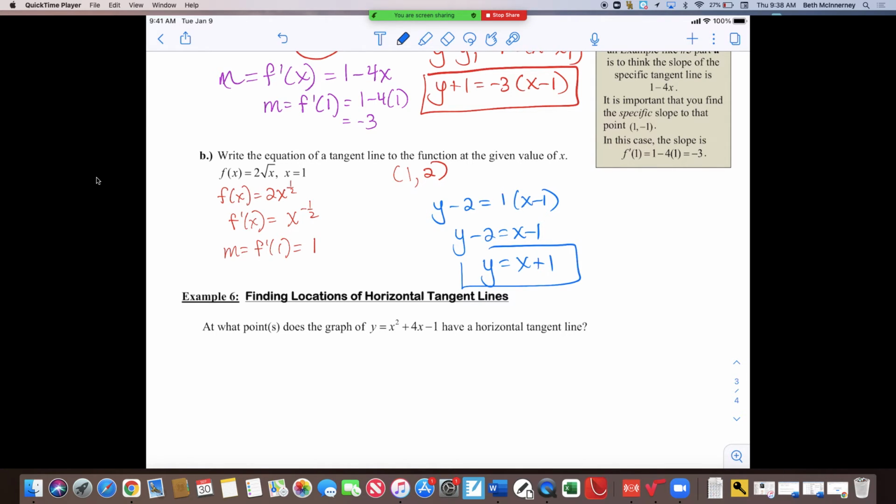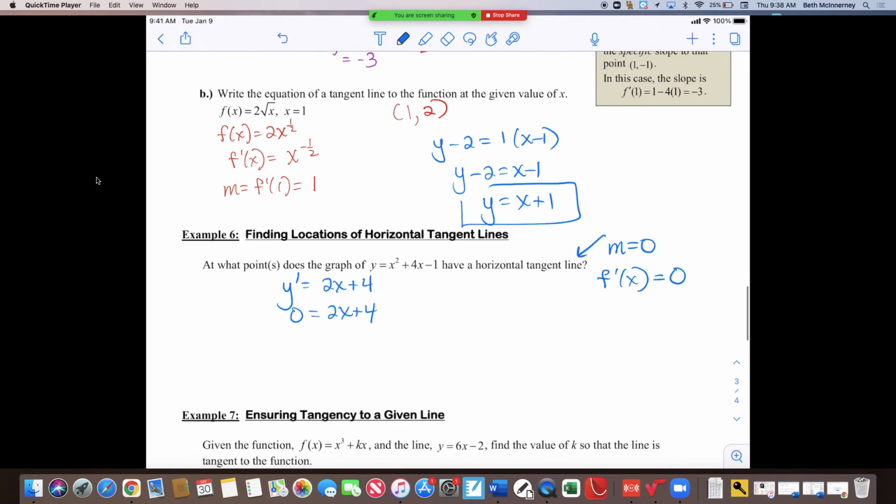Finding locations of horizontal tangent lines. At what point or points does the graph of y have a horizontal tangent line? Well, what do you know about a horizontal tangent line? Slope is 0, right? Well, slope is the derivative of the tangent line at that point. So this means my derivative is 0. So let's find the derivative, set it equal to 0, and then we can find the x coordinate.